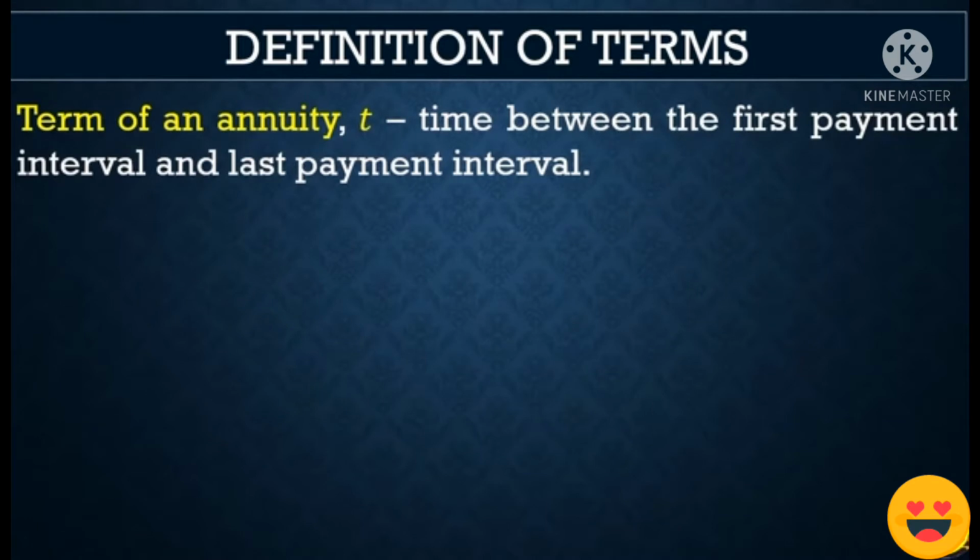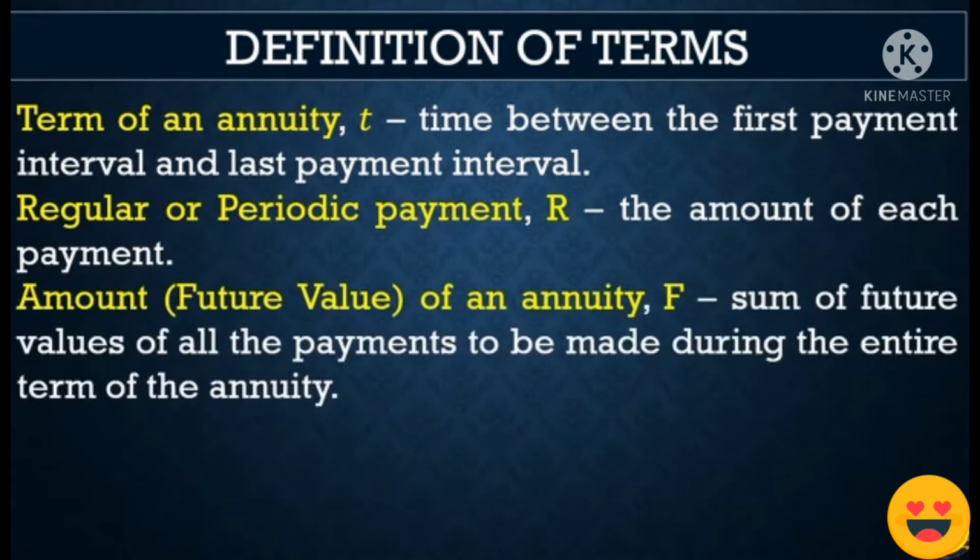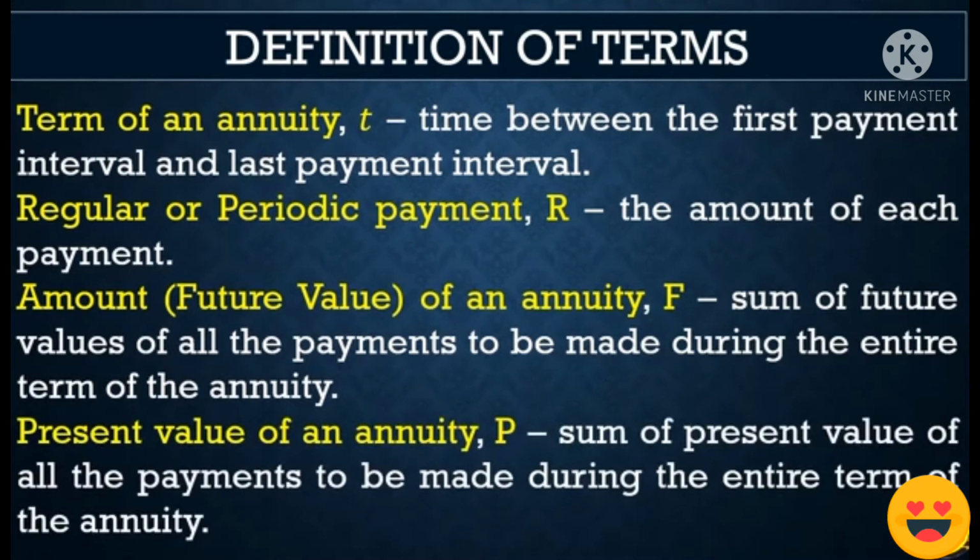First, the term of an annuity, denoted as small letter t, that is the time between the first payment interval and the last payment interval. Regular or periodic payment, denoted as capital letter R, is the amount of each payment. Amount or the future value of annuity, denoted as capital letter F, that is the sum of future values of all the payments to be made during the entire term of the annuity. Present value of an annuity, denoted as capital letter P, that is the sum of present values of all the payments to be made during the entire term of the annuity.